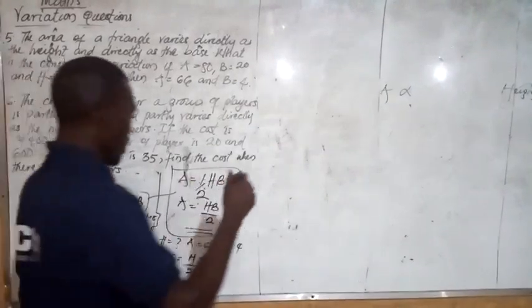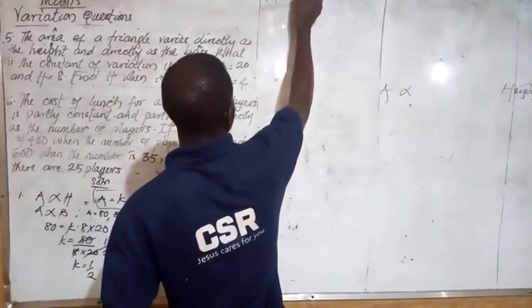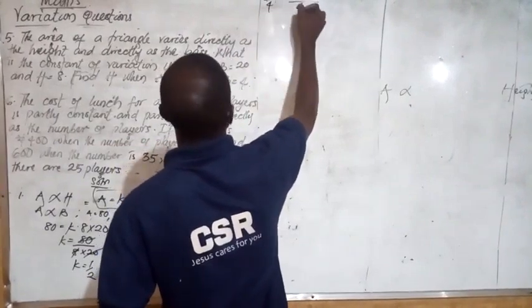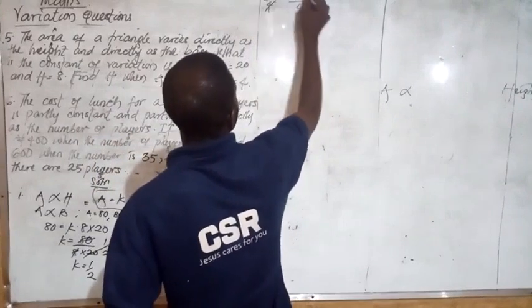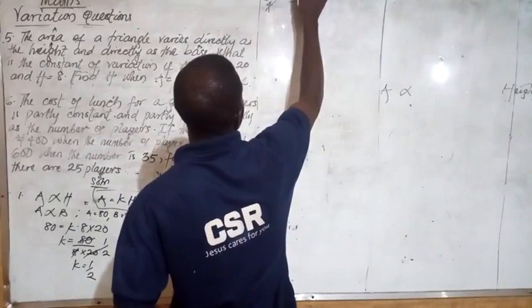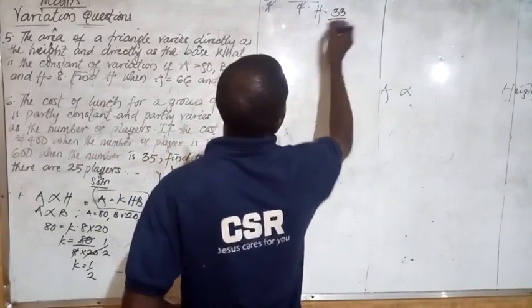So we cross-multiply so that we have 4H equal to 66 times 2. So you can divide both sides by 4. And when you divide both sides by 4, the 2 is going to cancel 2 here and you have 33. So that H is equal to 33.